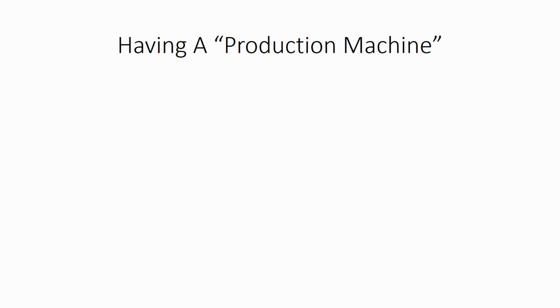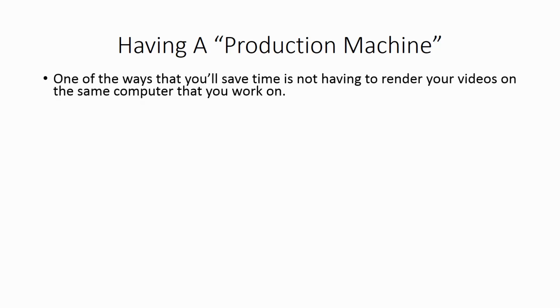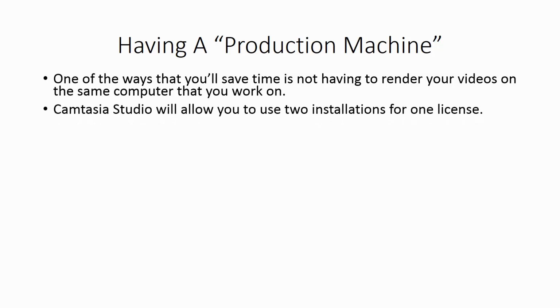Welcome back. Now in this video, we're going to be talking about the best practice of using a production machine. One of the ways that you're going to save time is not having to produce or render, is the other term, your videos on the same computer that you work on. And Camtasia Studio will allow you to use 2 installations for 1 license.